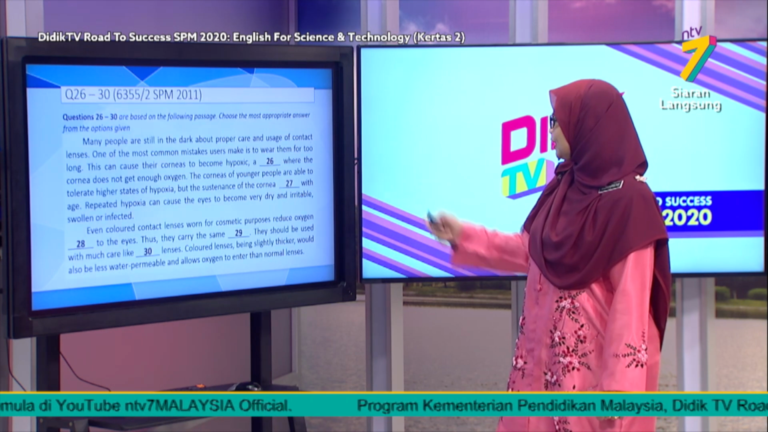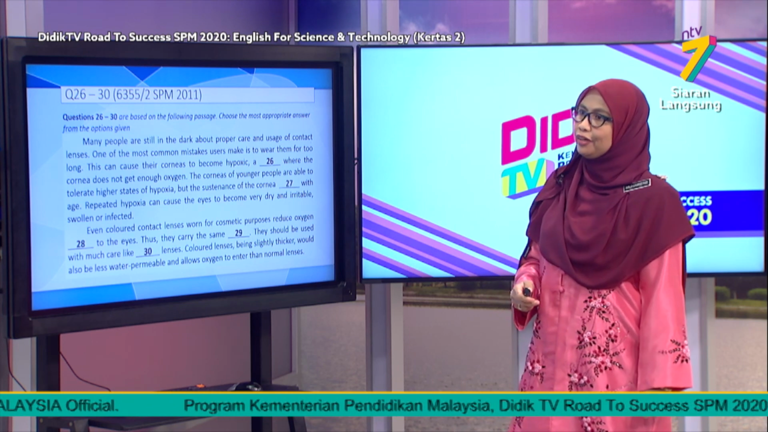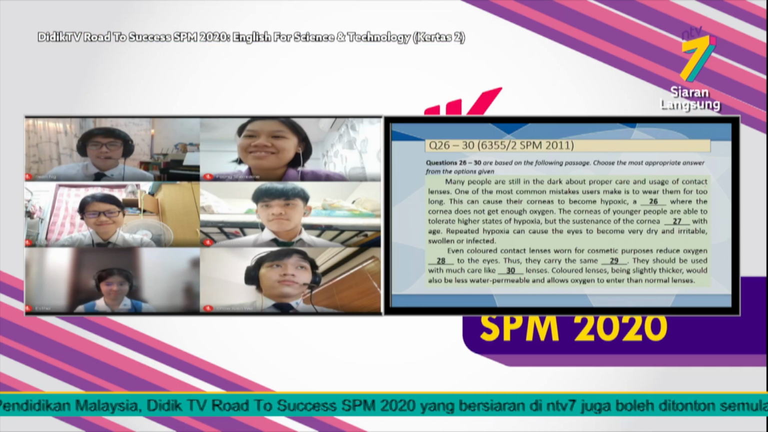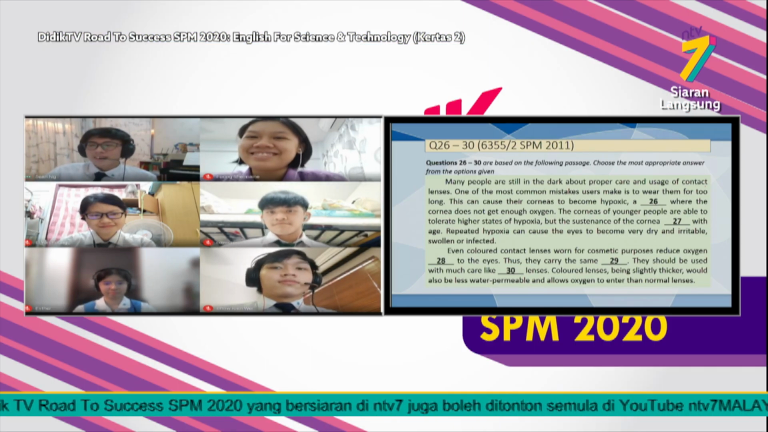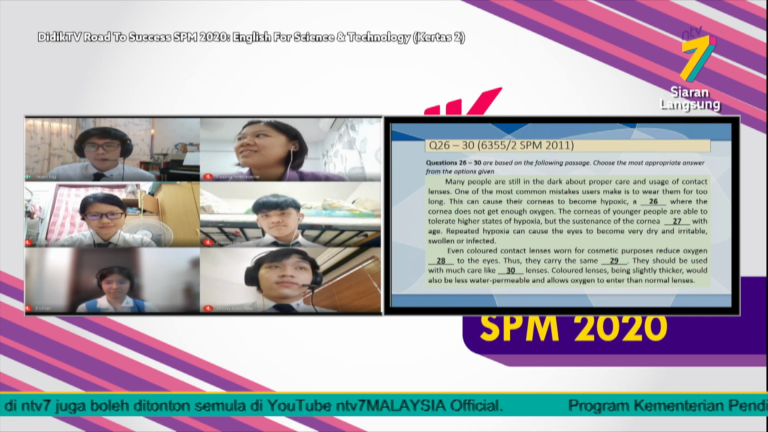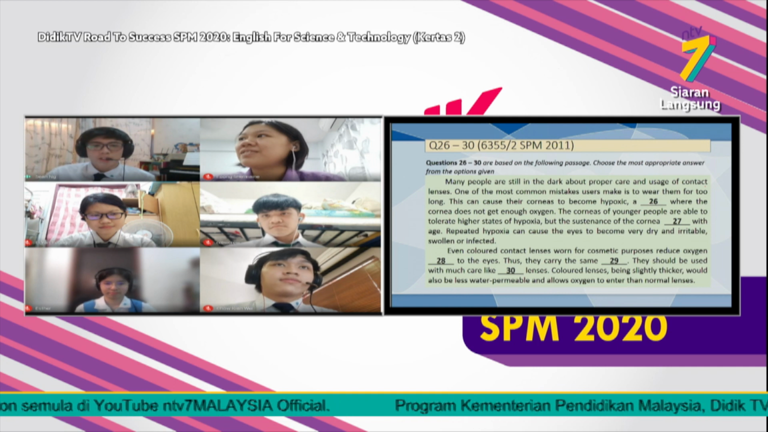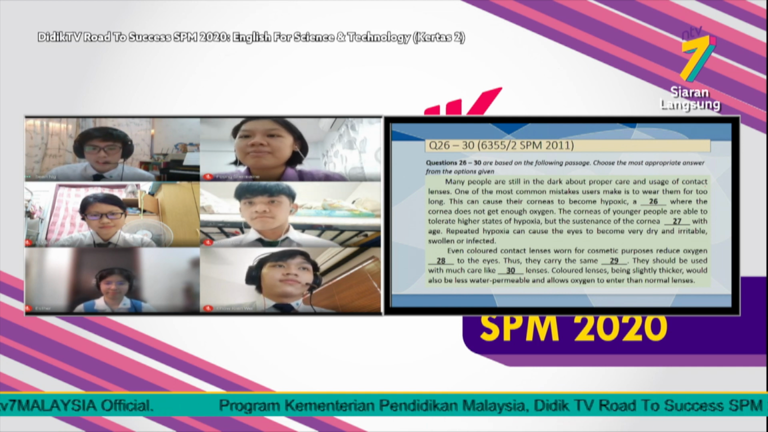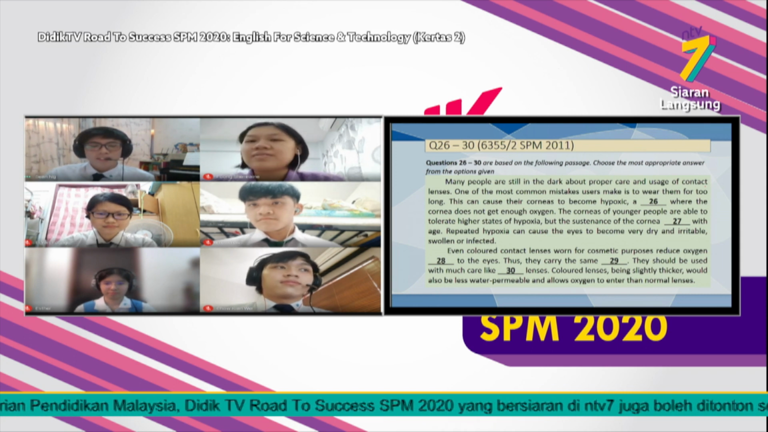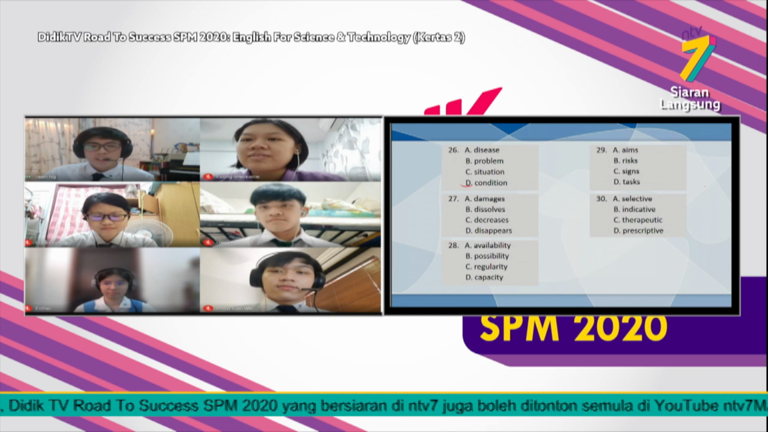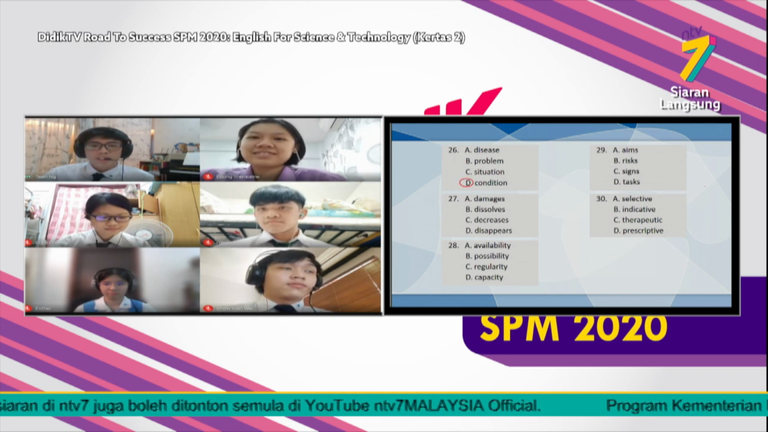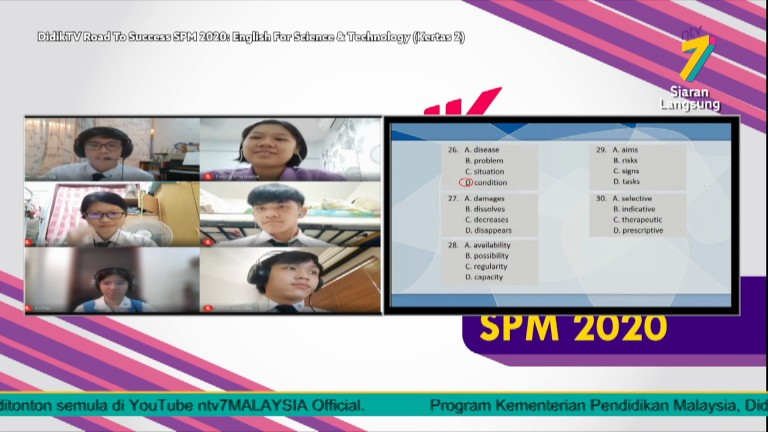Let's move to number 27. This time I choose the student. How about Sean? Continue from number 27. The corneas of younger people are able to tolerate higher states of hypoxia, but the sustenance of the cornea decreases with age. So just now 26, the answer is D. What is your answer for 27? C, decreases.